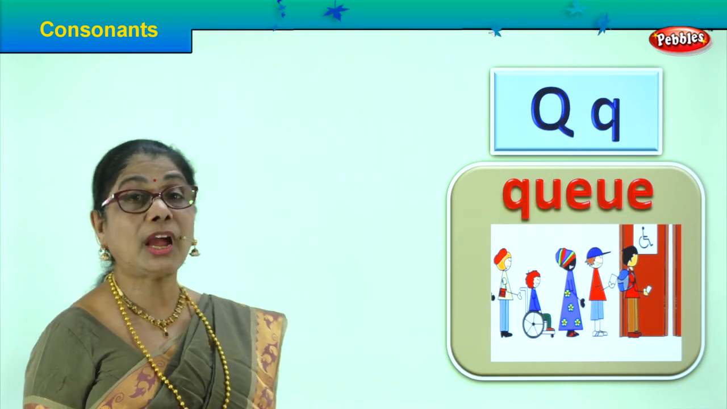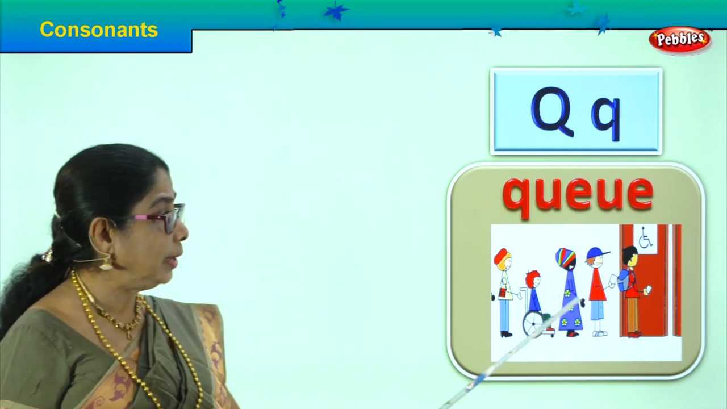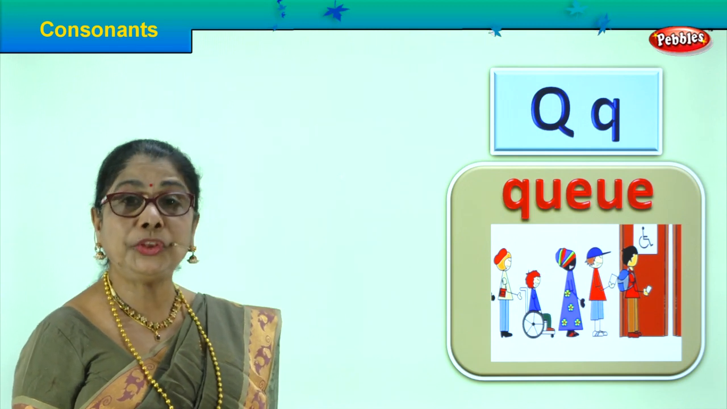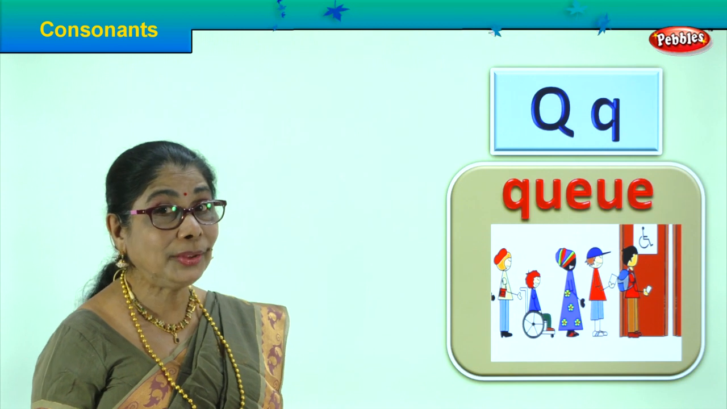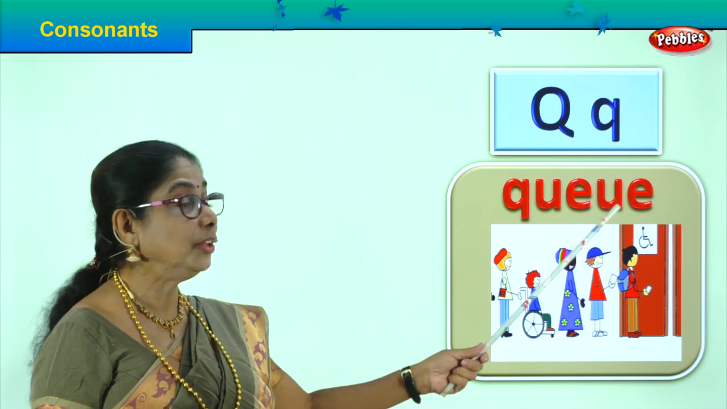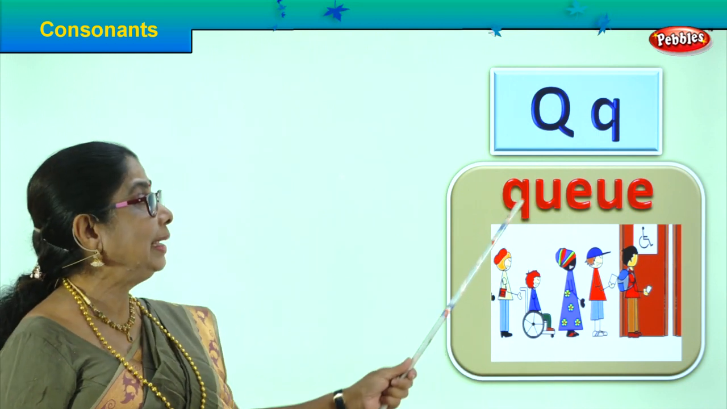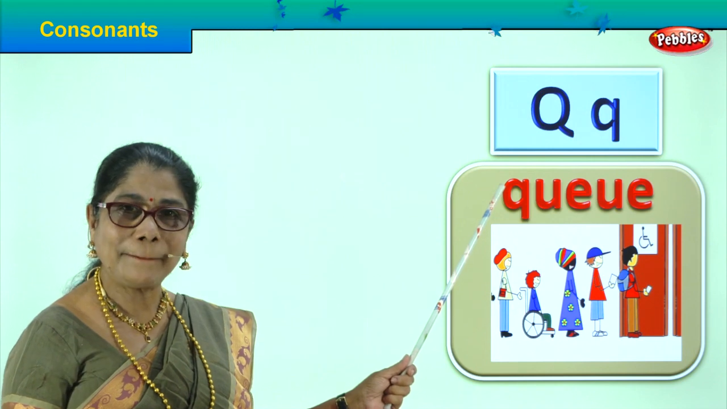Let's take another picture. Letter Q, sound qua. Q. What are the children doing here? People are standing in a queue. Spell queue. Q. The word queue begins with the consonant Q, sound qua. Good.